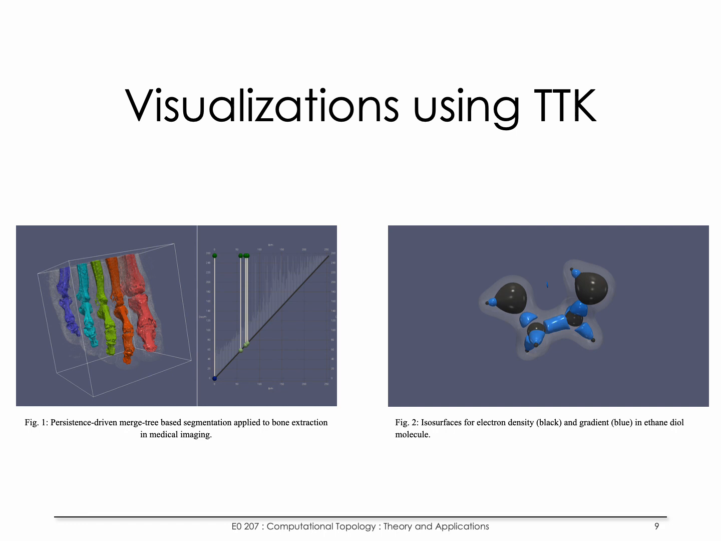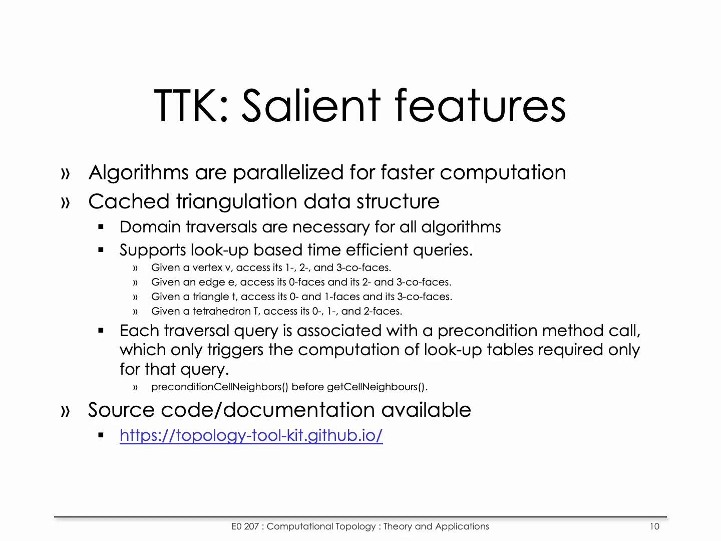The figure on the right is a visualization of atoms in molecules, where the input is the electron density distribution over the molecule together with its gradient, and this is used to generate the so-called fiber surfaces that help visualize the individual atoms within the molecule and the bonds. Salient features of TTK include fast, efficient computation. Often the algorithms are parallel and work on the GPU, often on multi-core CPU.